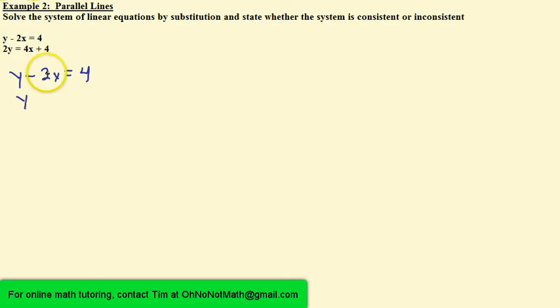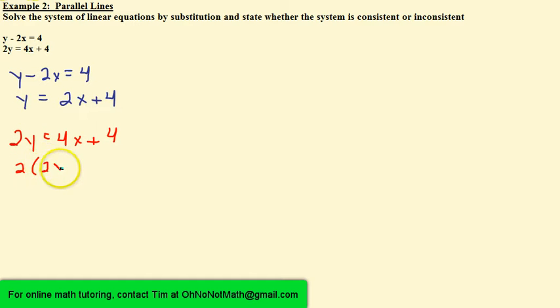So I want to add 2x to both sides. Negative 2x plus 2x is 0, leaving me with y on the left side. And then I have to add 2x to the right side. So I have y equals 2x plus 4. Step 2, take that value for y, 2x plus 4, and substitute it in for y in the second equation. So let me write the second equation. 2y equals 4x plus 4, and here's where I substitute y equals 2x plus 4. I put 2x plus 4 in for y.